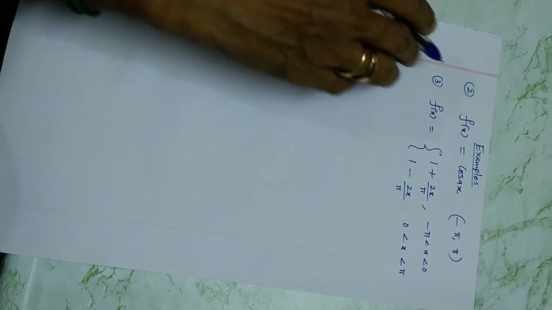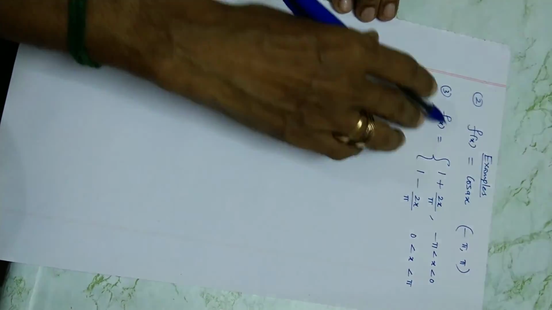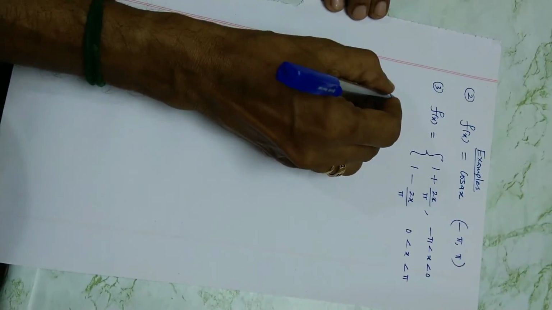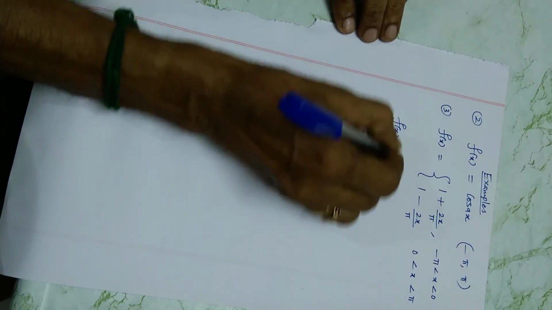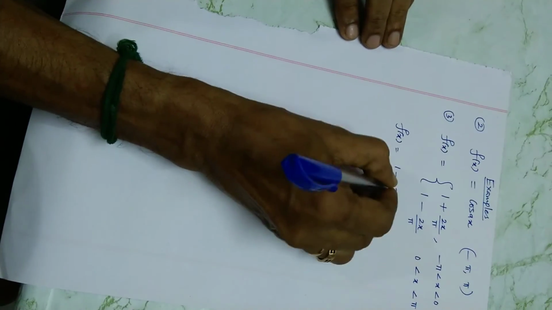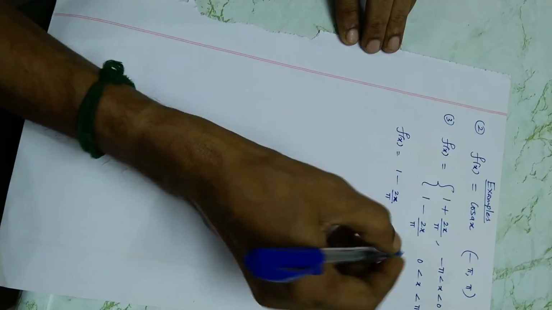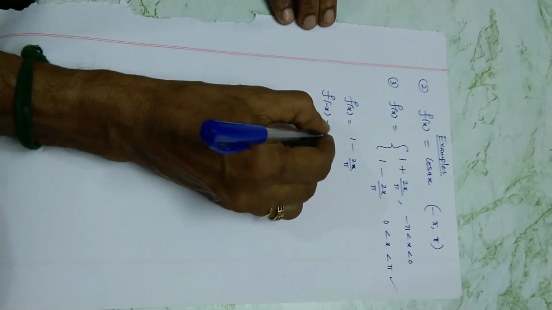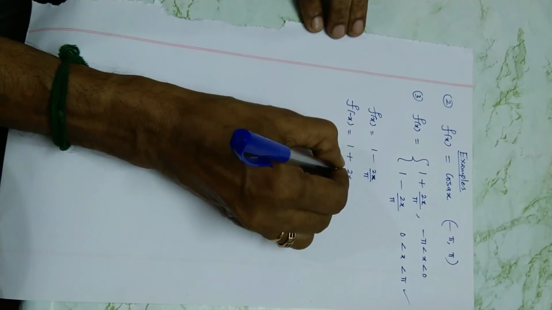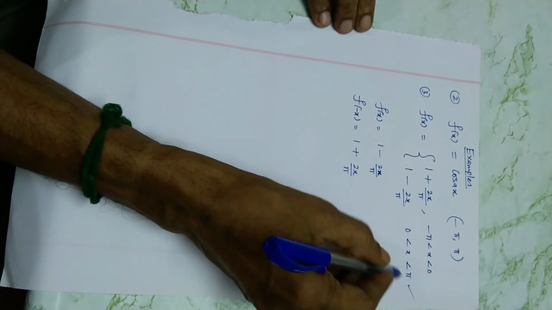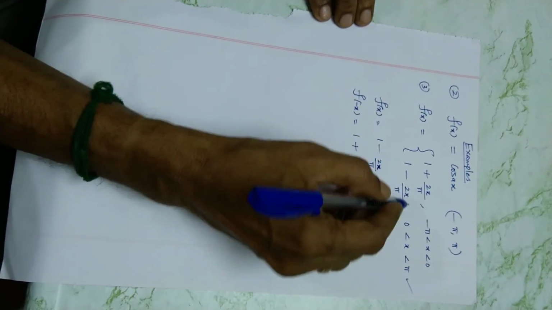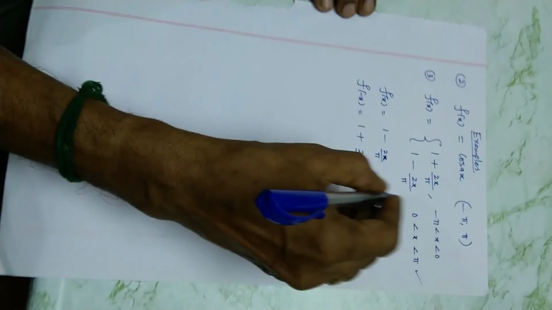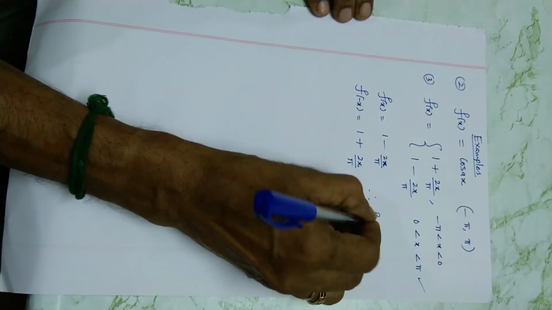Okay, let us take the next example, the function defined like this. How are we going to check whether it is even or odd? Let us take the function defined on the positive side: 1 minus 2x by pi. Replace x with minus x. You will get 1 plus 2x by pi. Take the positive side of the interval and replace with the negative symbol, and I will get back the other side. So therefore f of x is even.